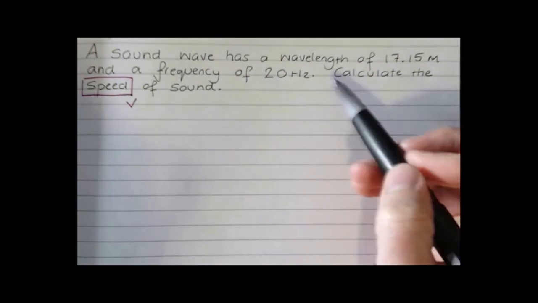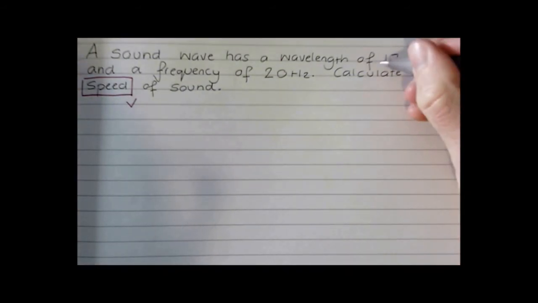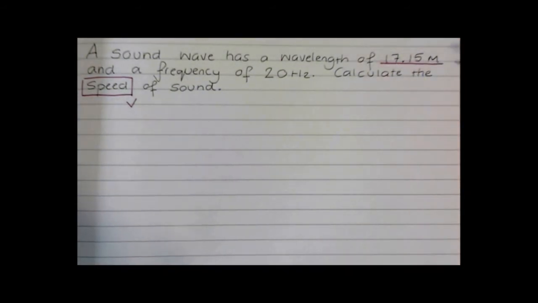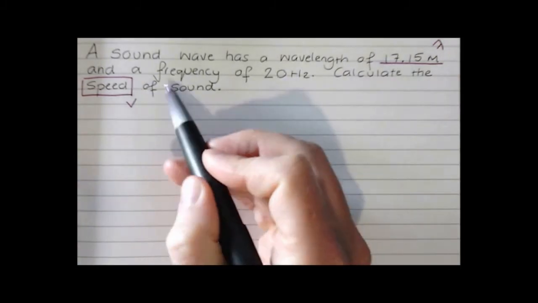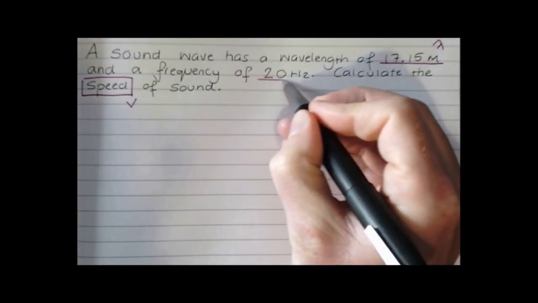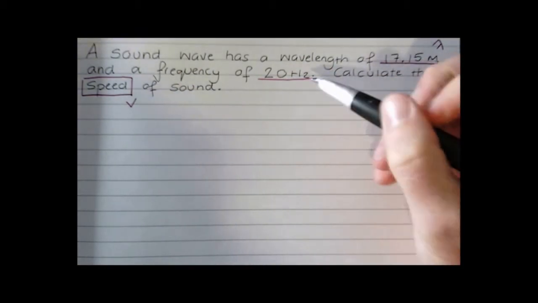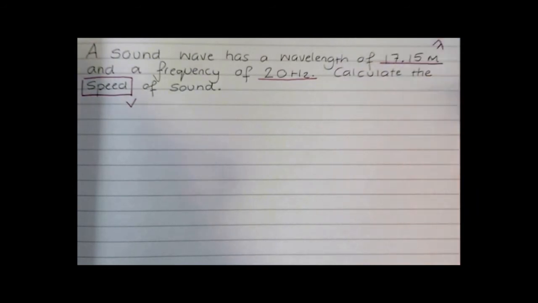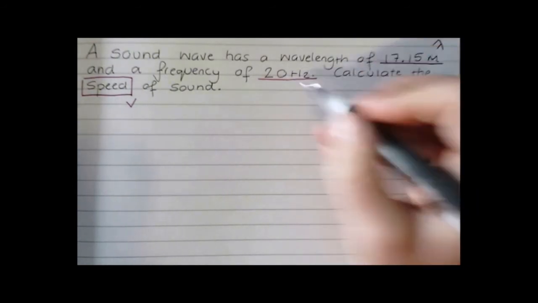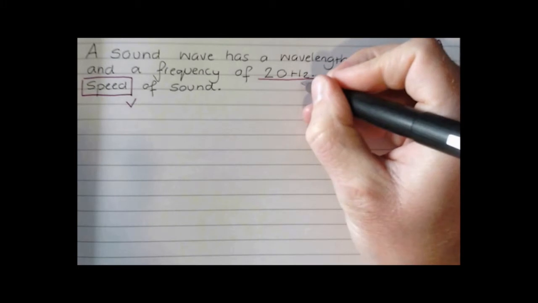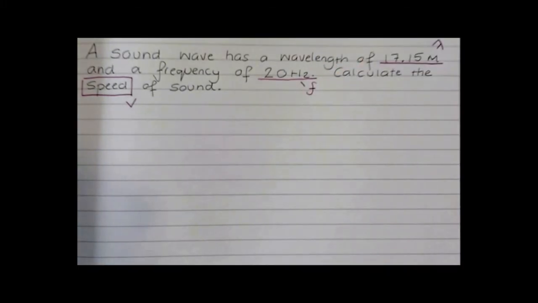So the sound wave has a wavelength of 17.15 meters. That's another number, so we're going to underline it. And we look at the unit. Which part of this equation is in meters? Well, meters is wavelength, and remember, we use this symbol, lambda, to represent wavelength. And a frequency of 20 hertz. Now, that's actually the lowest frequency of human hearing. Human hearing is 20 to 20,000 hertz, or 20 kilohertz. So this is the lowest, and hertz must be the frequency, and for frequency we use an f.